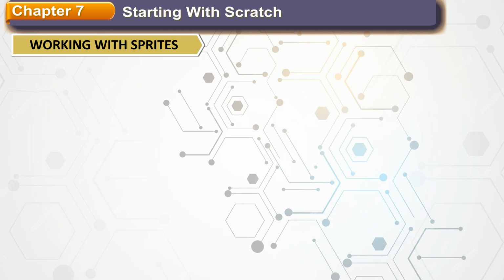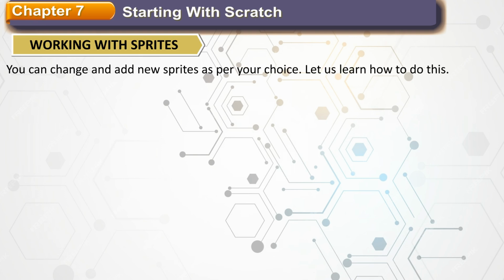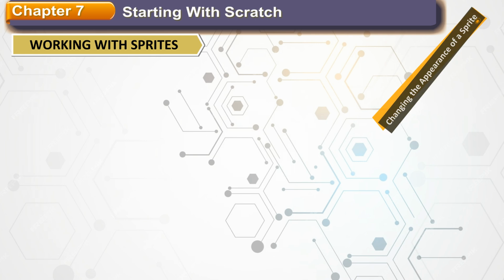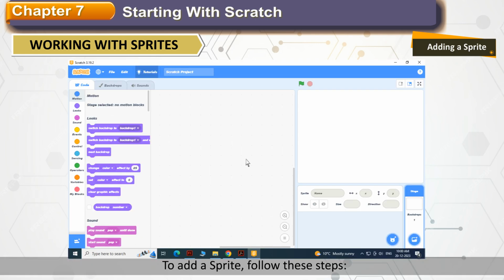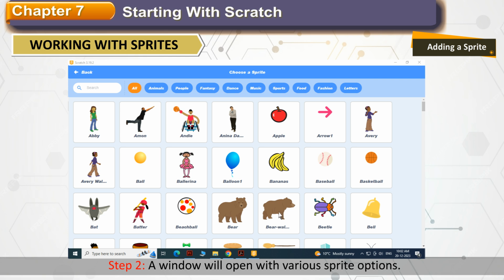Working with sprites. You can change and add new sprites as per your choice. Let us learn how to do this. Adding a sprite. To add a sprite, follow these steps. Step 1. Click on the Choose a sprite. Step 2. A window will open with various sprite options. You can select a sprite by clicking on it.